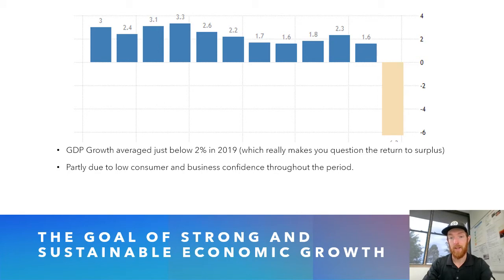GDP growth. So our GDP growth ends up being, I believe, the 1.7 here until 2.3 there.